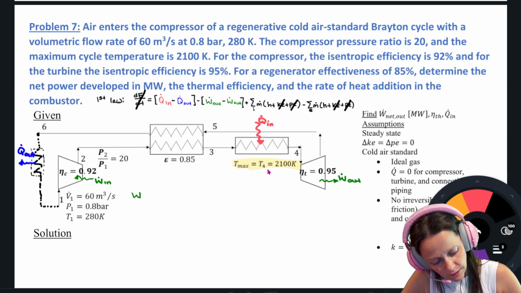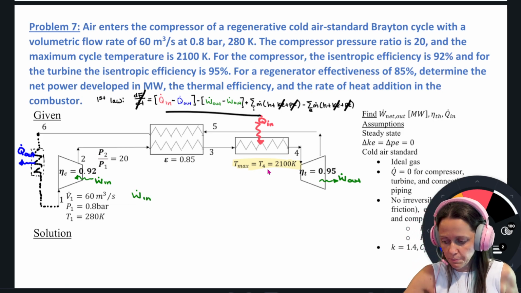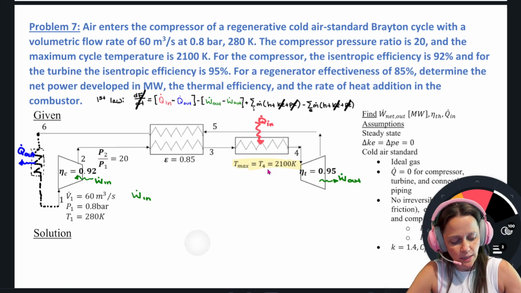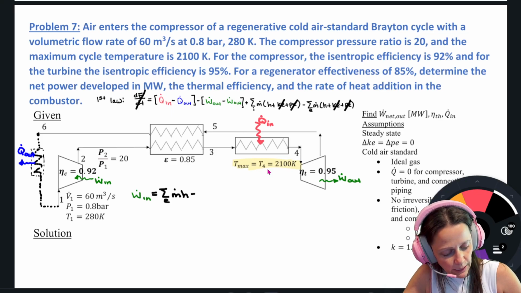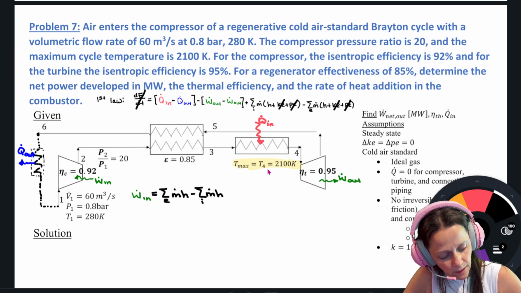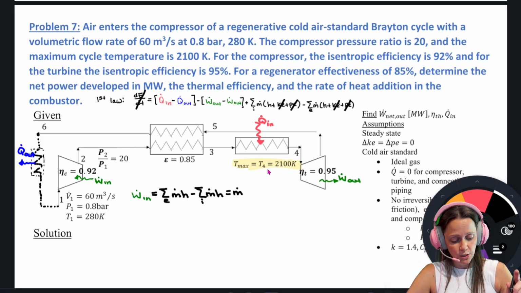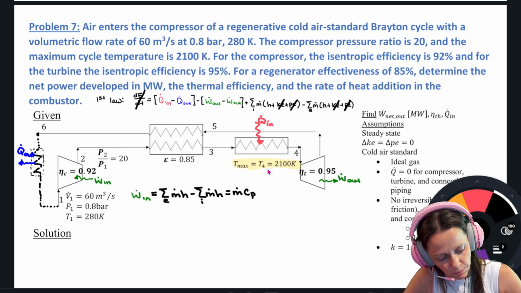So we have W dot in. If I apply my first law up here, everything but the W dot in is going to cancel out, and this is going to be the stuff going out minus the stuff going in. This is going to be m dot delta H between 1 and 2, H2 minus H1, but I could put this in terms of Cp delta T.